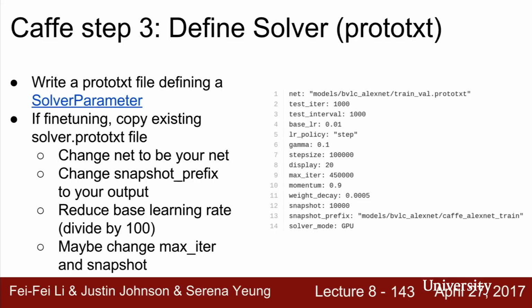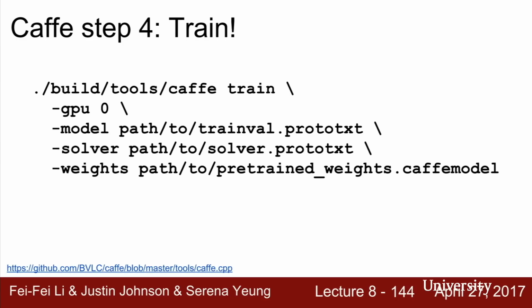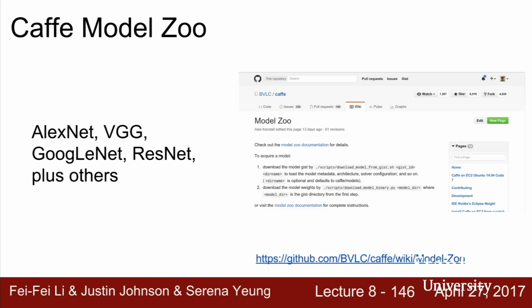Then rather than having some optimizer object, instead there's some solver. You define some solver things inside another proto.txt. This defines your learning rate, your optimization algorithm, and whatnot. And then once you do all these things, you can just run the Caffe binary with the train command, and it all happens magically. Caffe has a model zoo with a bunch of pre-trained models.